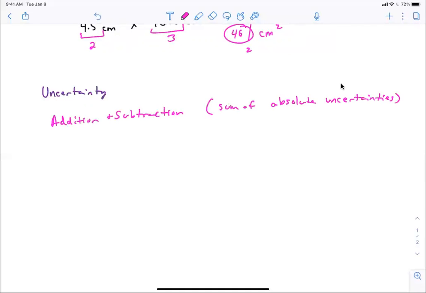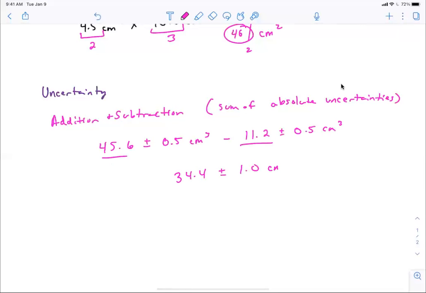Because you're adding two units that are the same, their uncertainties can also be related to each other. So, if you have a volume from a burette of 45.6 plus or minus 0.5 centimeters cubed, and then you subtract 11.2 plus or minus 0.5 centimeters cubed, you'll get 34.4 plus or minus 1.0 centimeter cubed.